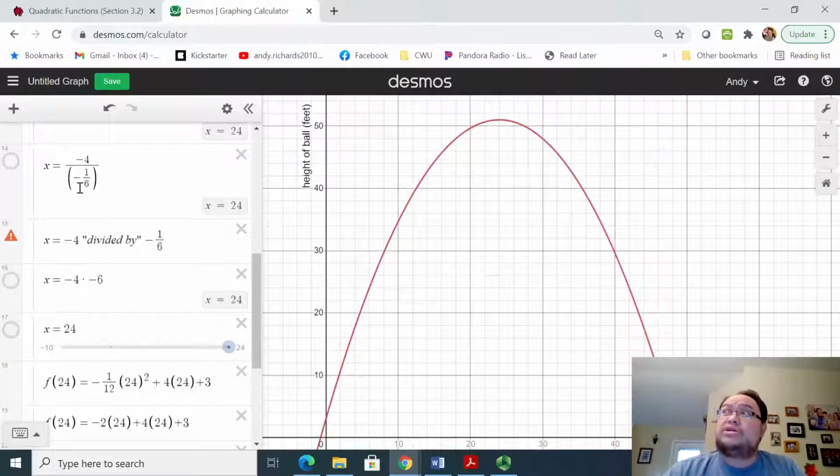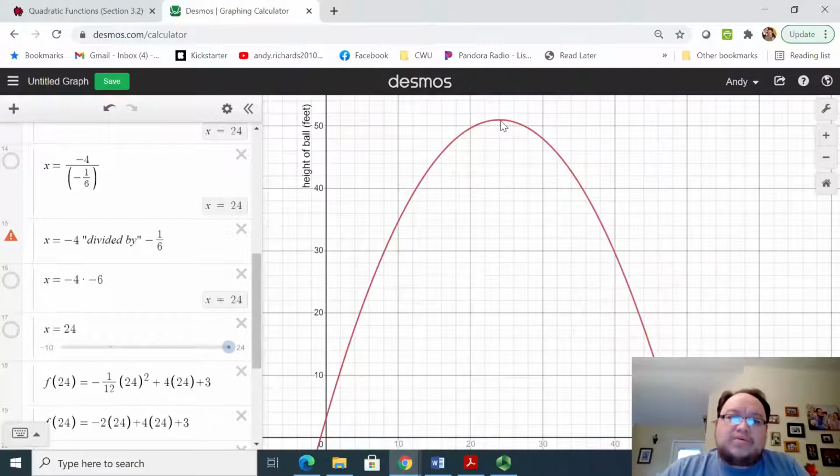So how it's originally grouped matters in terms of how you distinguish how it's separated. So this negative 4 divided by negative 1/6 is the same as saying negative 4 times, and if we take the reciprocal of that, 6, then we can sort that out. That negative 4 times negative 6 is 24. So we know that the ball was 24 feet away from the child when it was thrown.